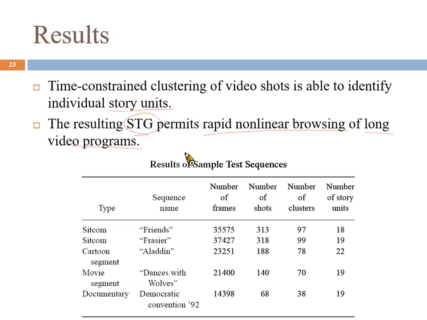Okay, and in the following, we will conduct several experiments. The detail of the evaluation dataset is shown here. So we have 2 sitcom videos, 1 cartoon, 1 movie, and 1 documentary video. And here are the details of the numbers of frames, numbers of shots, numbers of clusters, and the numbers of story units.